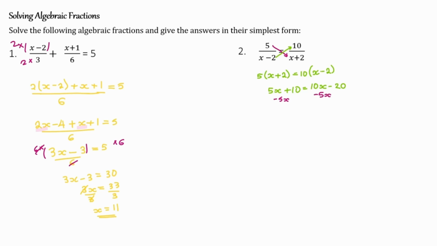If we then minus 5x on both sides, we will have 10 is equal to 5x minus 20. And if we add 20 to both sides, we will have 30 is equal to 5x. We now need to divide both sides by 5, and the 5's cancel out on the right-hand side, giving us x is equal to 30 over 5, which is 6.